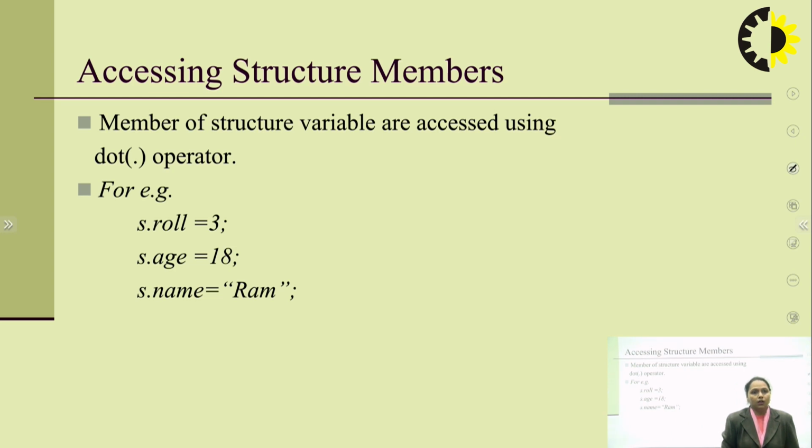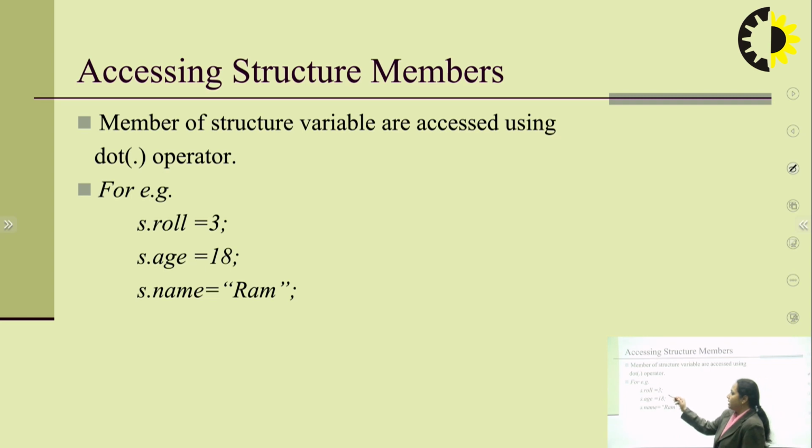So s.roll equals 3, which means 3 is being stored at roll number. Next, 18: s.age means age will take the value 18. Next, s.name equals Ram means the name of the student is Ram.